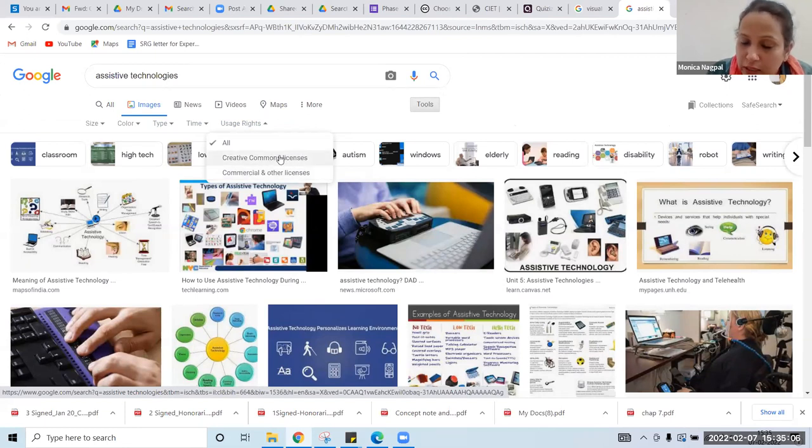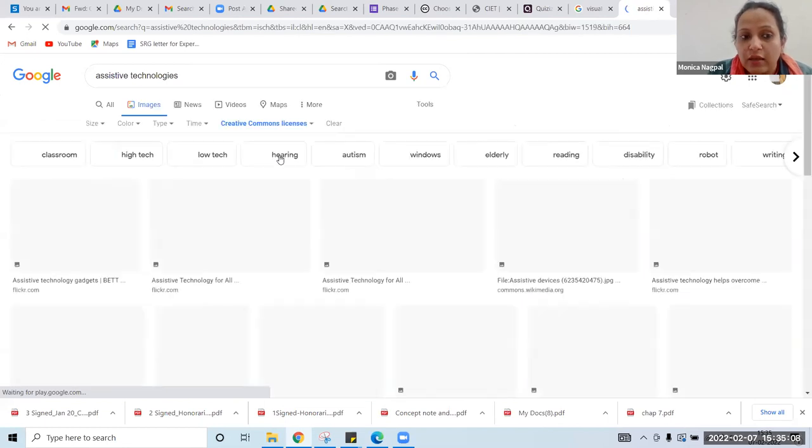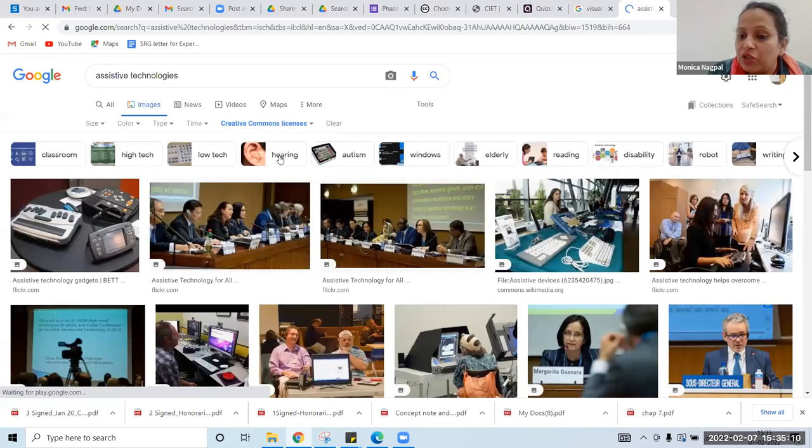So you can choose Creative Commons license and you will see that the options have changed; those which were not under Creative Commons are now removed. This is the way you can check for Creative Commons resources while accessing online portals. Wherever you can, go to More or Details and you can check the licenses.